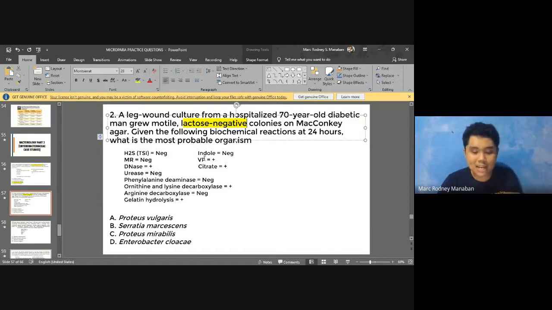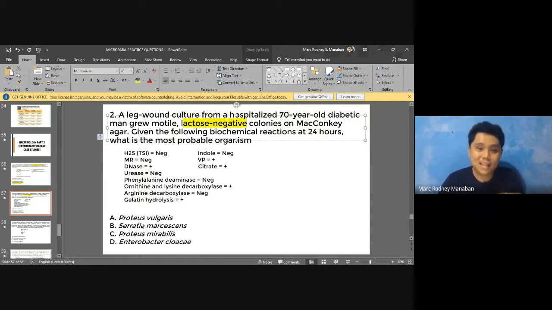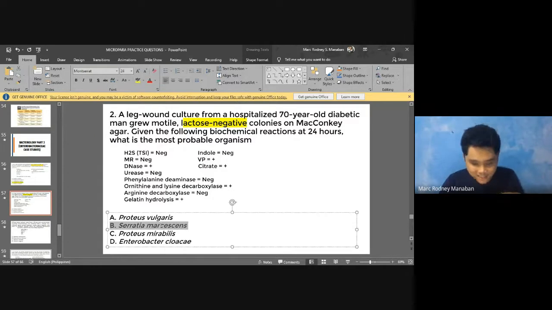Alright, now we go to the next result. H2S negative. Naku, dira pa lang daan na natin ma-erase. Maka-answer na ta, kasi may matang-tanga ng H2S negative. Kaya take Proteus. See? Proteus. So therefore, you're left na lang with Serratia, and that is the answer. O, diba? So Serratia marcescens.